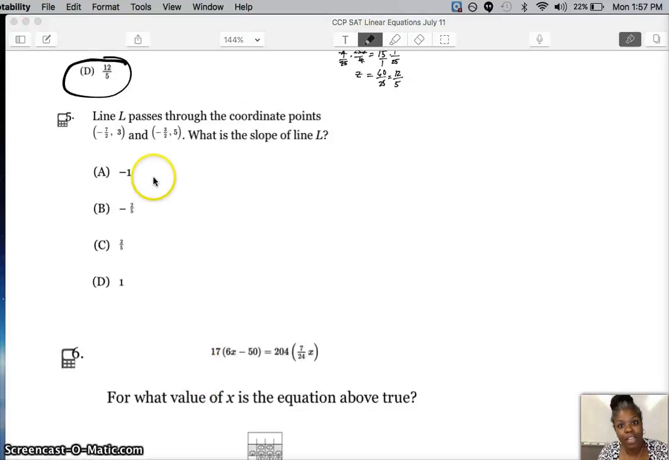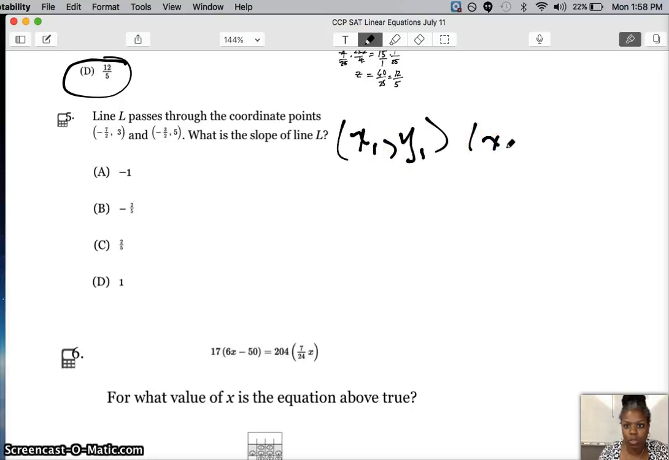Here, number 5, we're given 2 points, and we are going to figure out what the slope of the line is. And this is pretty basic, but if your skills with decimals aren't really keen, you might feel a little uncomfortable. So the rule is, if you have 2 points, I'm going to call one of them x1, y1, and the next one x2, y2. If you have these 2 points and you want to find the slope, you're just going to do the change in y over the change in x.